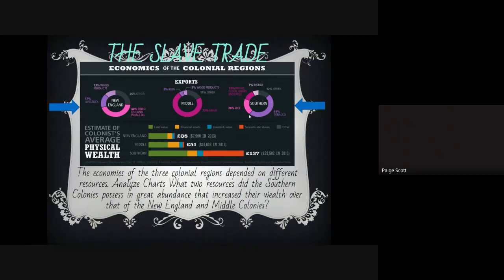So with just rice alone, it made the 20%. Therefore, if we look at the middle colonies, their 73% grain included bread, flour, grains, rice, pretty much anything that can be made of grain. And then the New England colonies only had wood, livestock, dried fish and whale oil, and other.